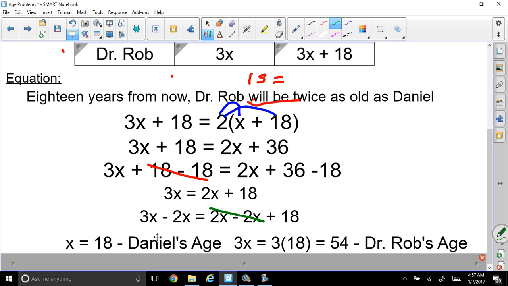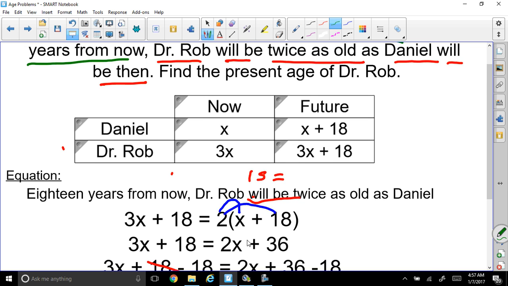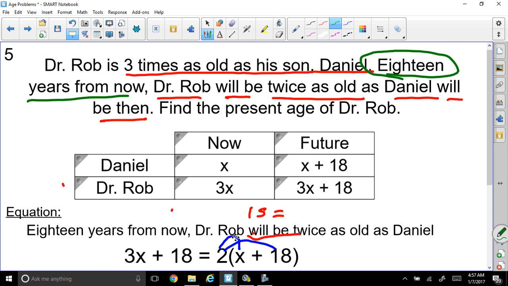So Daniel is 18. Well, his father is 3 times that age. So Dr. Rob is 3 times the age of Daniel. So 3 times Daniel's age would be 54. So you have just found Dr. Rob's age and Daniel's age. And we can check that by going back to this original statement. So let's check it.